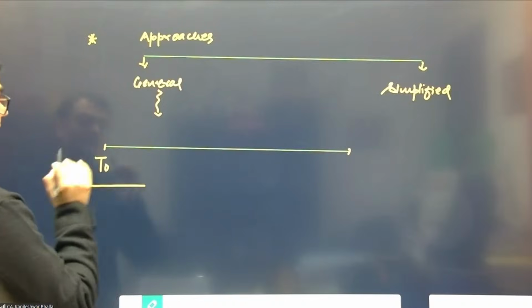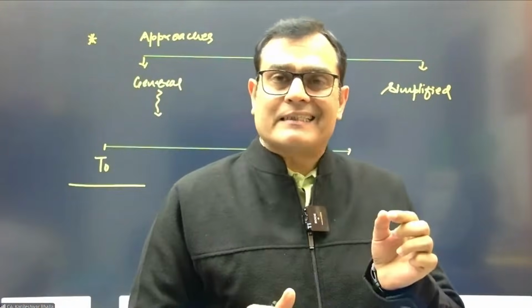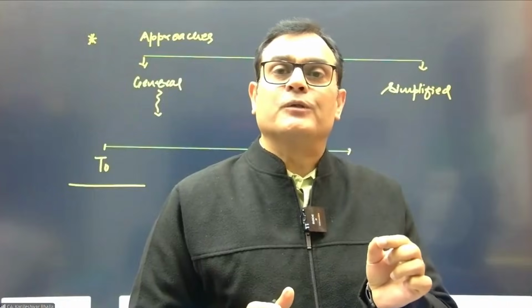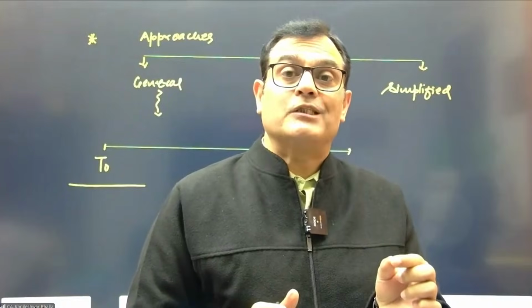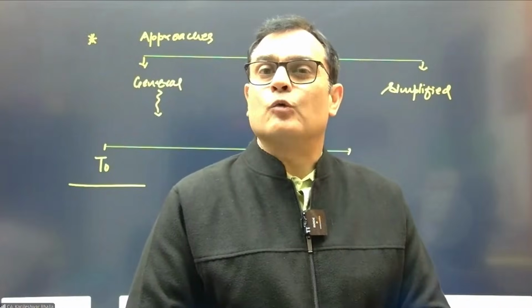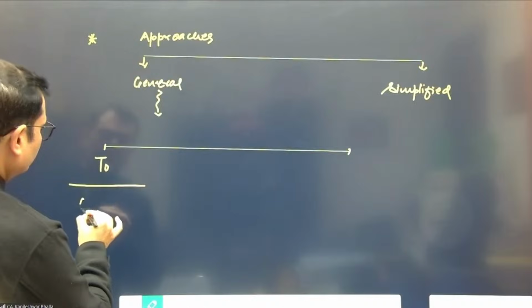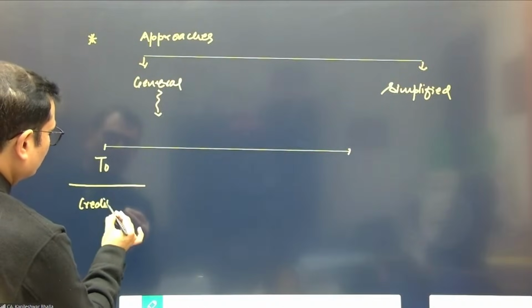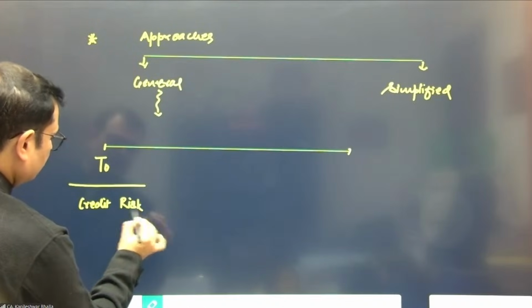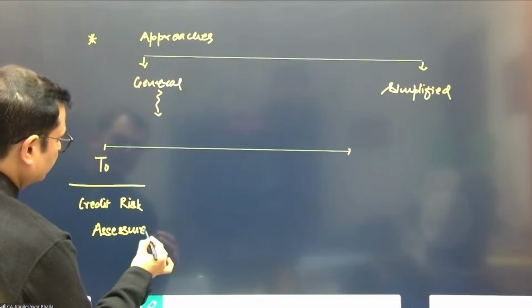Now, what is the standard requiring me to do? Please hear this carefully. The standard says that the day you gave a loan, that is, on the date of initial recognition, do what is called a credit risk assessment. So at time zero, what I'm required to do is a credit risk assessment.